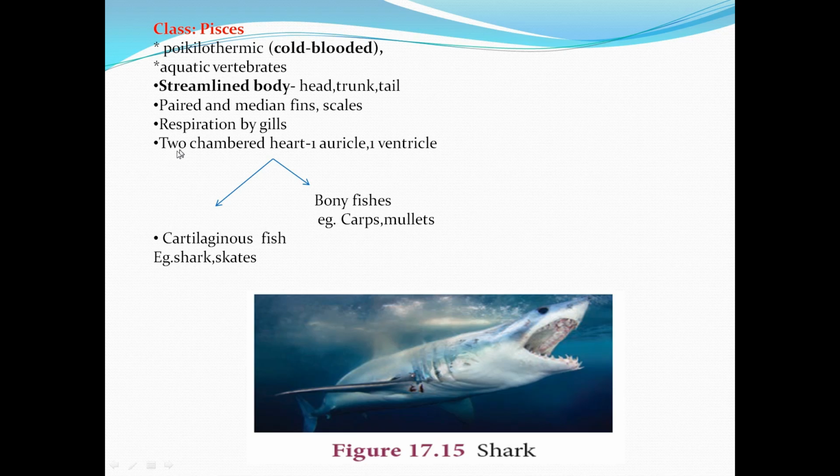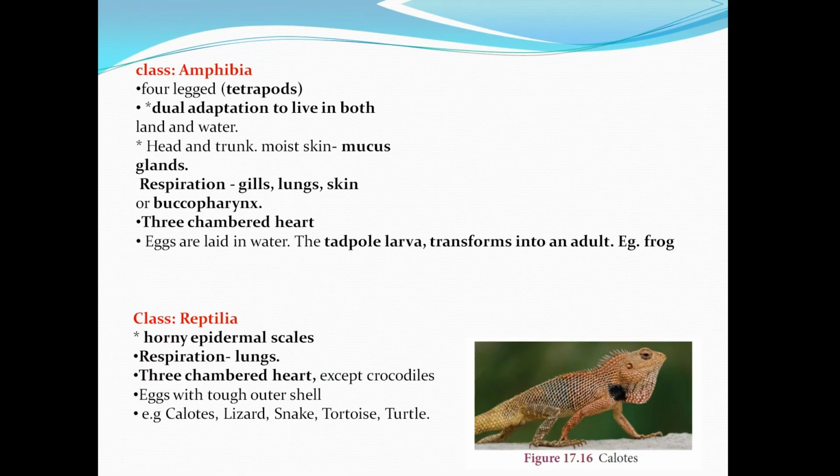The circulatory system consists of a 2-chambered heart with 1 auricle and 1 ventricle. And there are 2 main types of fishes. They are cartilaginous fishes and bony fishes. The fishes can be classified broadly into bony fishes and cartilaginous fishes. Cartilaginous fishes, example shark and skates, and bony fishes, example carp and mullet.